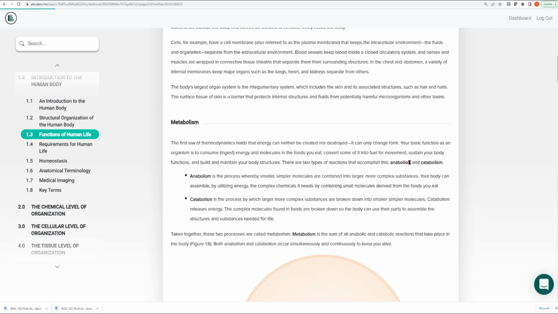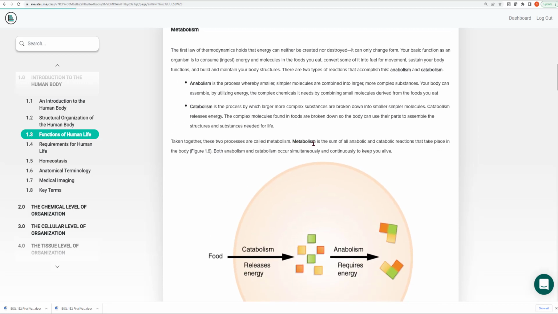And then the other side of metabolism is catabolism. In your vocab list, you're going to see that cat means to break down. So catabolic reactions or catabolism is the process by which your body takes in molecules and breaks them down to gain energy. So metabolism is simply the sum of all of your anabolic reactions and all of your catabolic reactions. These 2 sides of metabolism are all occurring all of the time.